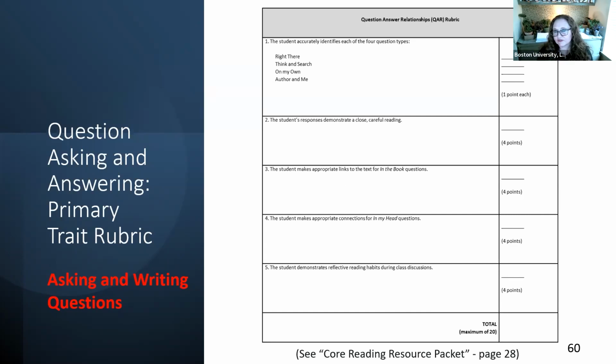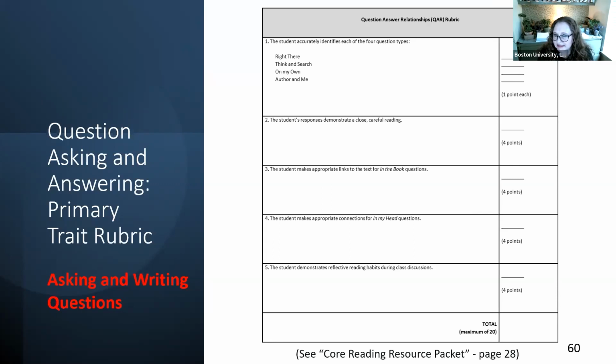And so in this sort of rubric for assessment purposes, you can evaluate student question asking and answering use. Can they ask these questions? Can they answer these questions? And essentially give 1 point to each of that use. The next domain is the students' responses. Do they demonstrate a close, careful reading of the text? There you can score 0 to 4 based on just not at all. They're not reading closely at all to they really are. And that's your 4 points.